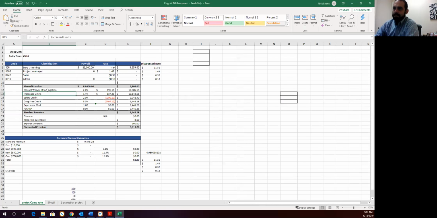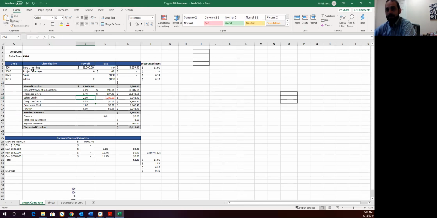Most businesses in the trades are going to need a waiver of subrogation and increased limits. If they don't need that, you just zero that out. We try to get people to do the safety credit as well as the drug-free credit. If they don't have that, you can enter that here. But most of the time they're going to need this and that. So we have the conversation with the tree trimmer.